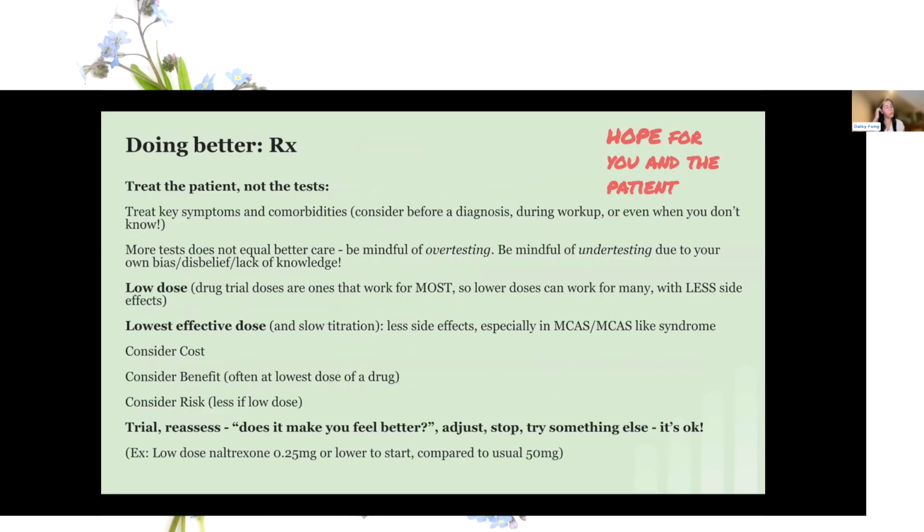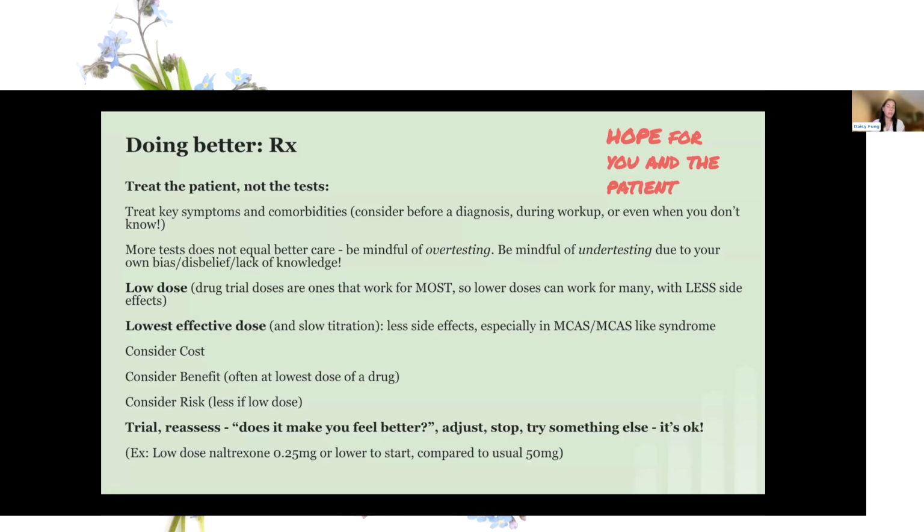So, how can we do better? We need to treat the patient, not just the tests and the numbers. We can treat symptoms. We don't have to wait for a diagnosis. We don't have to wait for a 2-year referral to cardiology, if that was even necessary, to treat symptoms. The workup might not even be available depending on what province you're in, and the wait times might be very long. So it's okay to try and treat even if we don't know. Again, that space of uncertainty is very difficult.